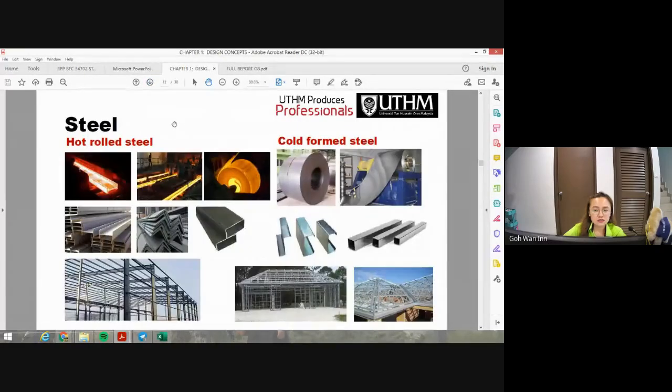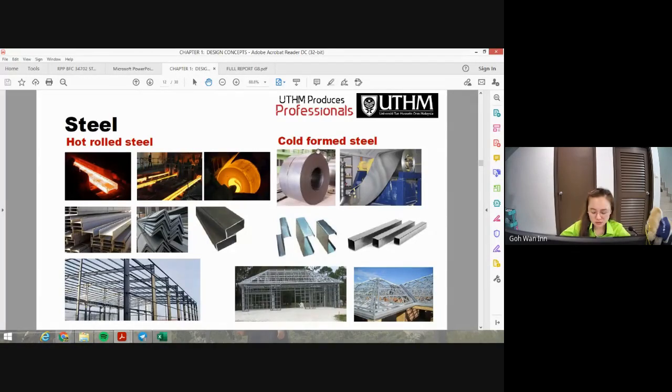You can see that steel comes as hot rolled steel and also cold formed steel. I think I explained this last time in another subject, construction materials, building materials, engineering materials. Hot rolled steel is rolled at high temperature, above 500 degrees, and then it is more able to be deformed into the shape you want, for example the I-beam and so on.